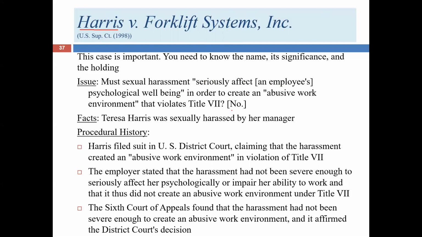So it doesn't have to be quite as severe as perhaps some people thought it had to be under Meritor Savings. You may recall in the Meritor Savings case, the victim, Vinson, had to take off an extended period of time from work, presumably because of mental health issues. And of course, the behavior that was alleged against Vinson was very, very egregious.